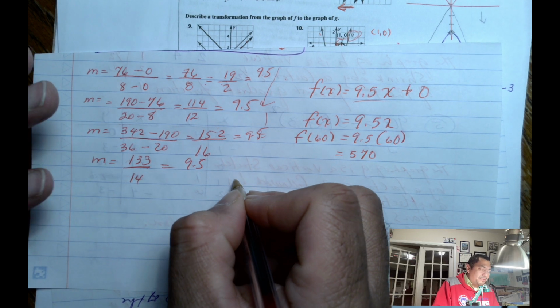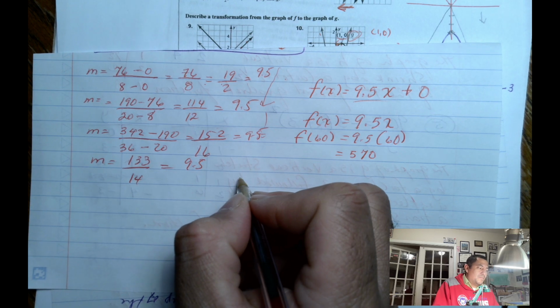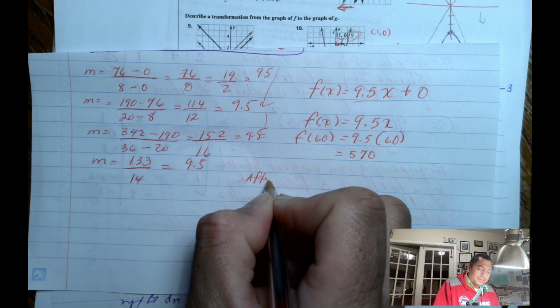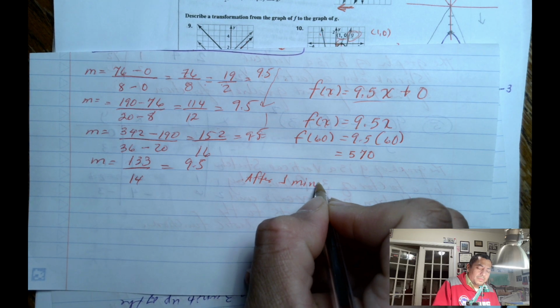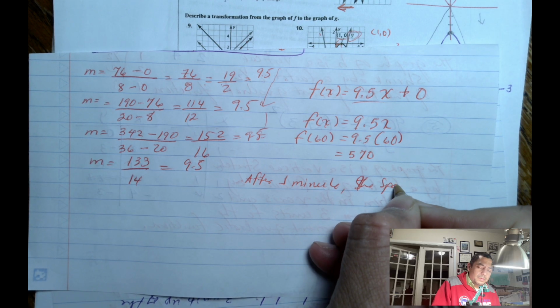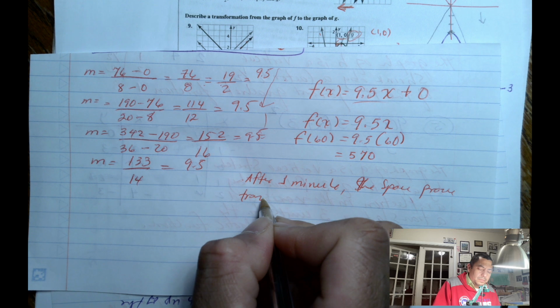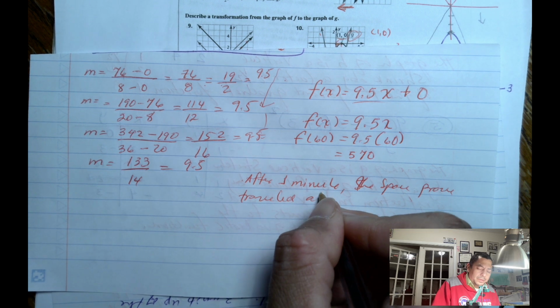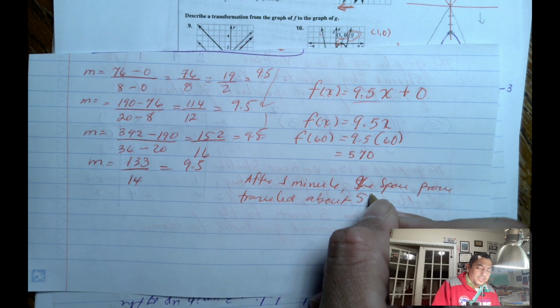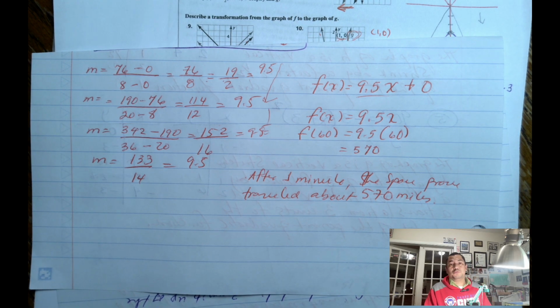Okay, so what is my solution? After 1 minute, the space probe travels about 570 miles. Okay, that would be the solution. 570 miles is the solution to this problem.